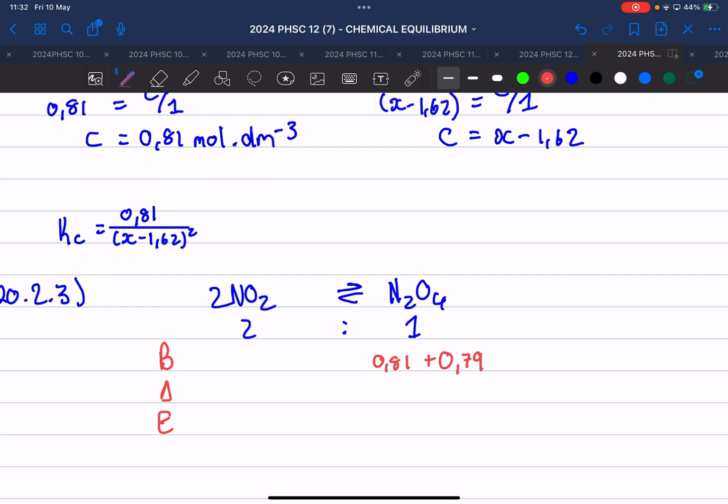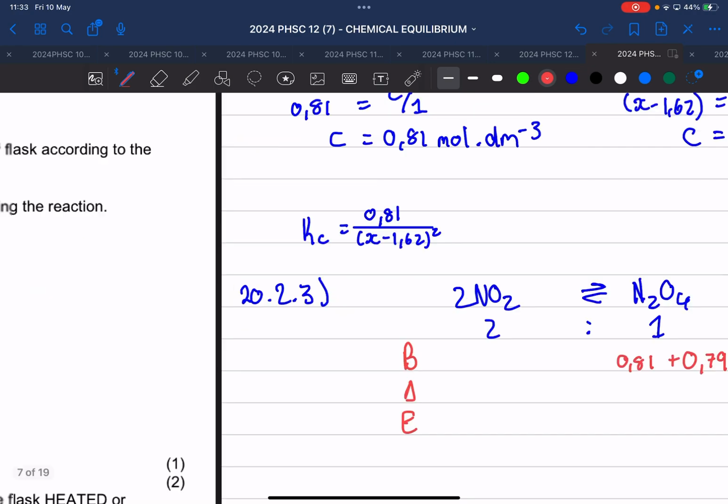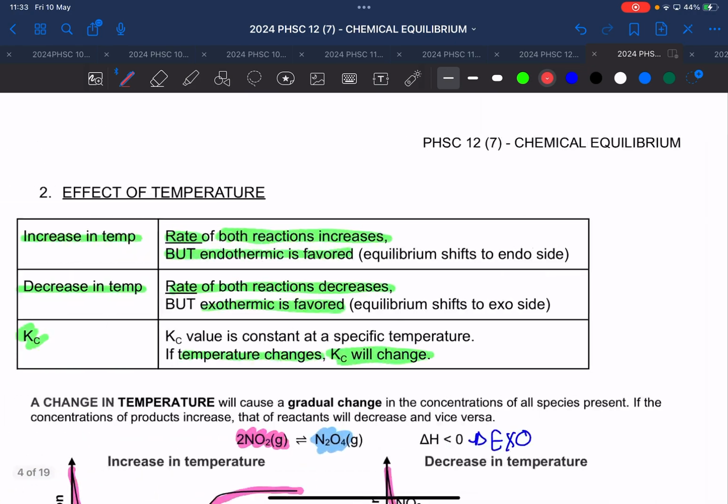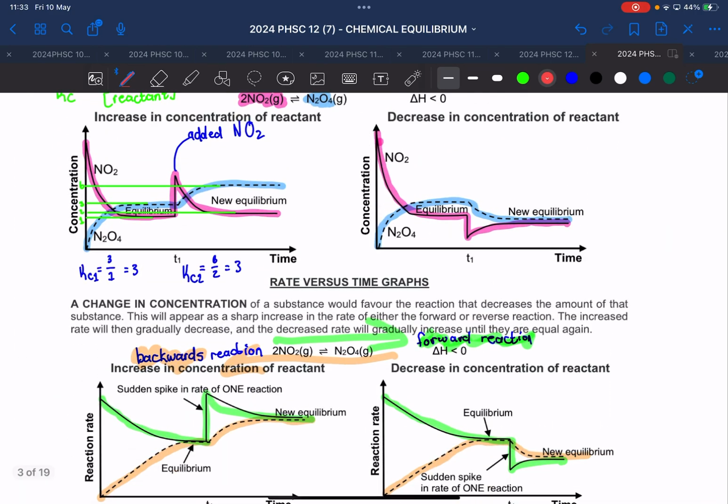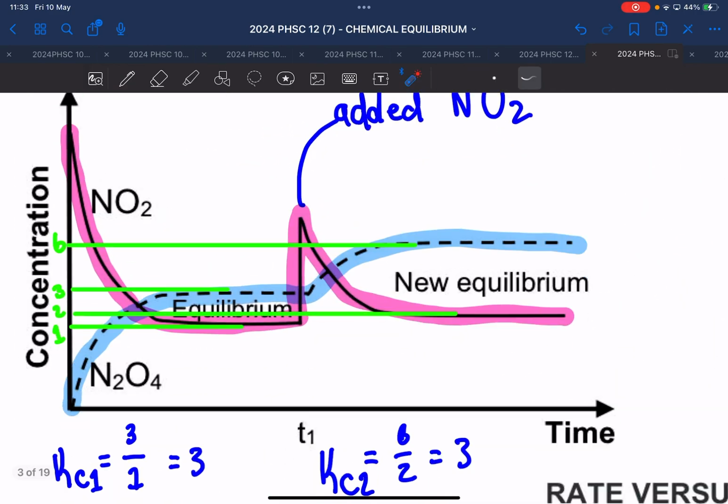Why don't you add the 0.79 at the change? Not the beginning, at the change. Let's go back to our concentration. When we add something, it's an instantaneous add before the reaction starts again to establish a new equilibrium. So it must be our beginning value. We must add it to our beginning value before the reaction starts again.